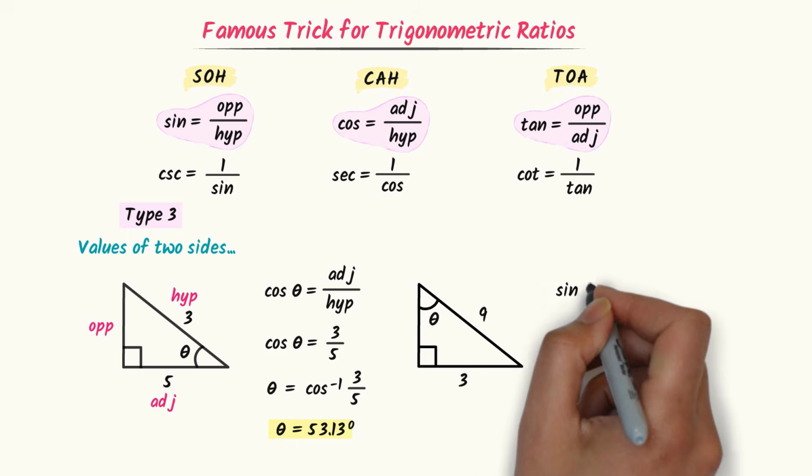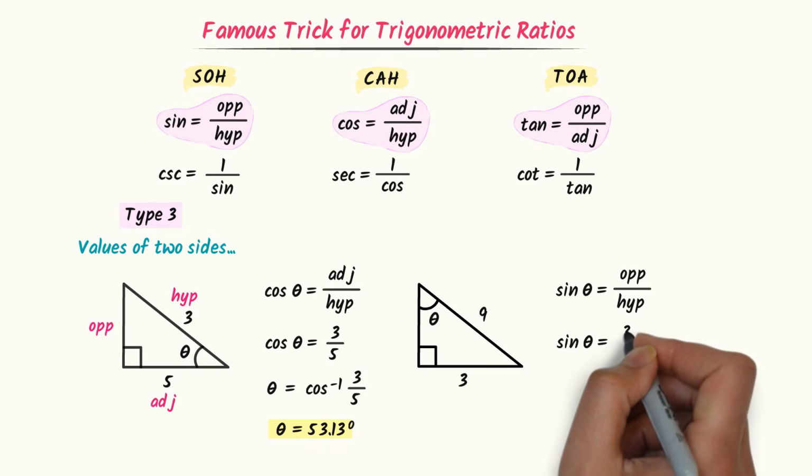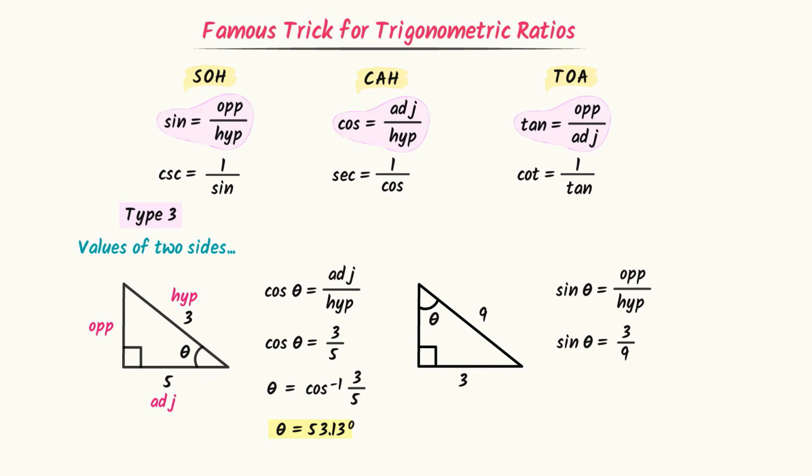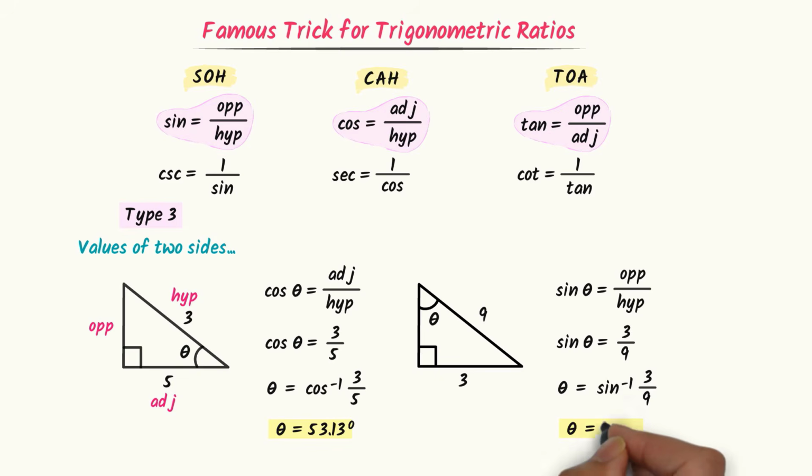In the second case, the value of opposite side and hypotenuse are given. We know that sin theta is equal to opposite upon hypotenuse. I plug in both the values. I write sin theta is equal to 3 upon 9. I shift sin from the left hand side to the right hand side. I write theta is equal to sin inverse 3 upon 9. After calculation, I get theta is equal to 19.47 degree. Thus the angle theta is equal to 19.47 degree. Hence noted down these three types of basic calculation of trigonometry.